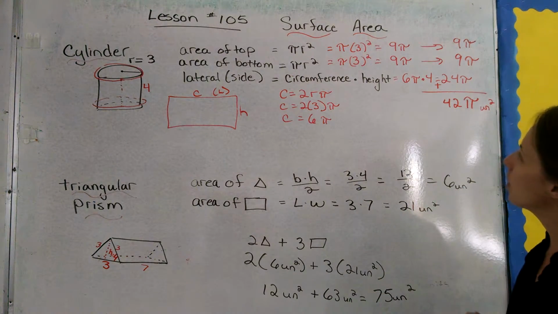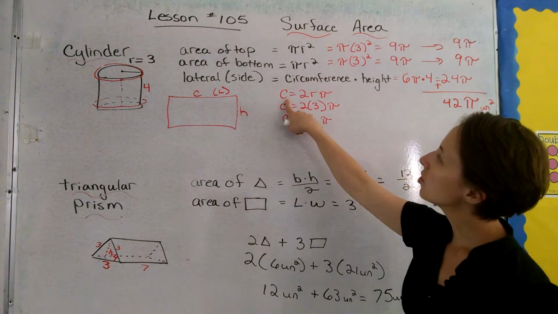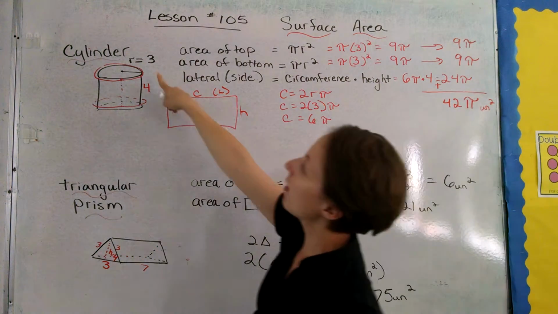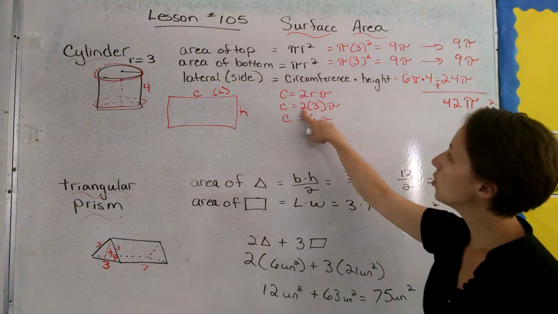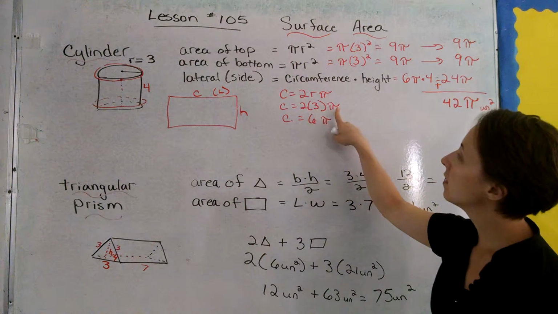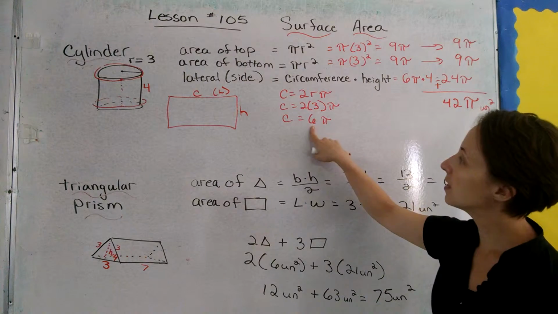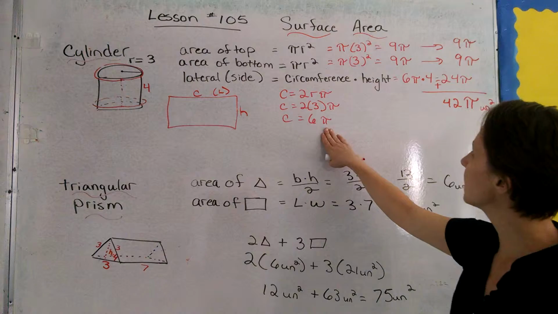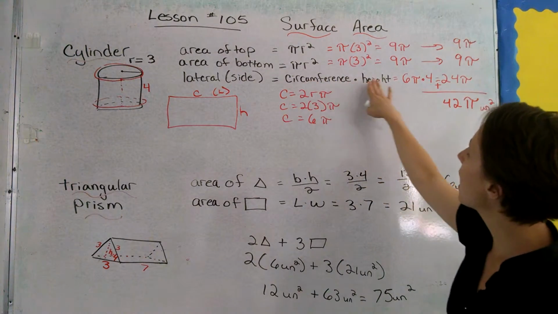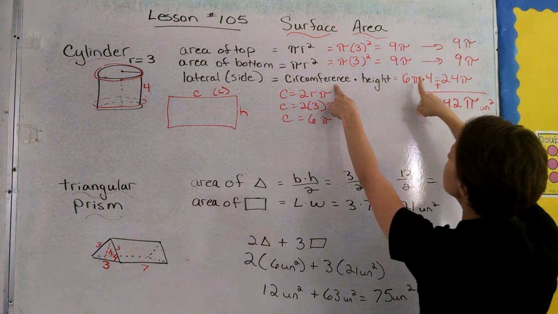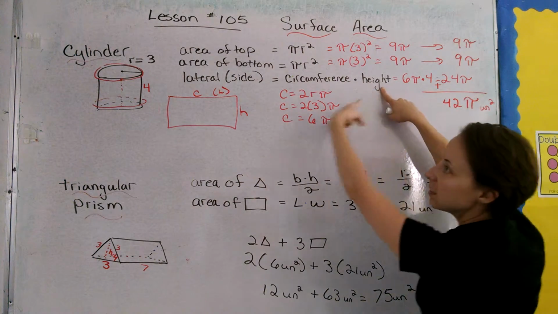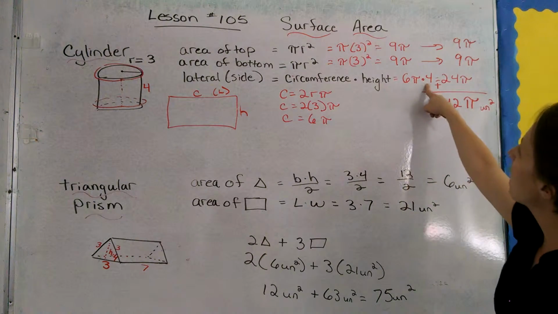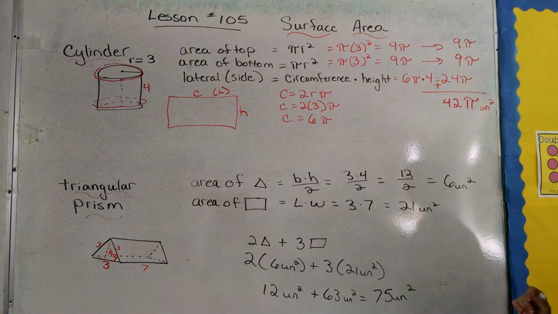Well, it gives me the height, and I know how to find the circumference. Circumference is 2 times the radius times pi. Well, I already have my radius, it's 3. 2 times my radius of 3 times pi. 2 times 3 is 6. I'm just going to leave pi as pi for right now. So my circumference is 6 pi. I want circumference times height. Circumference is 6 pi times height. My height is 4. 6 pi times 4 is 24 pi.